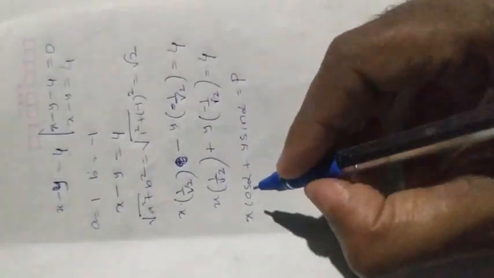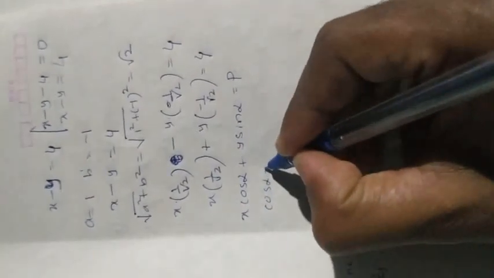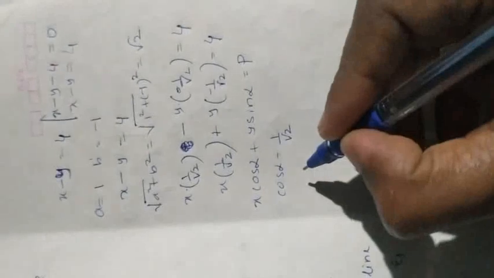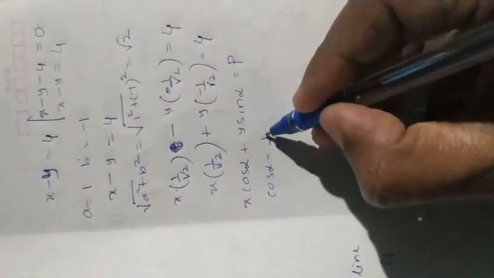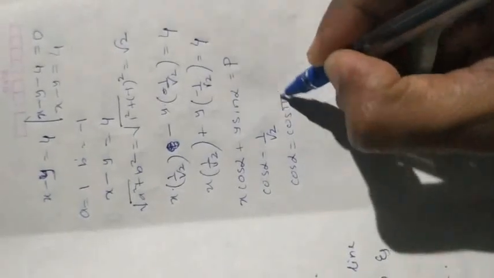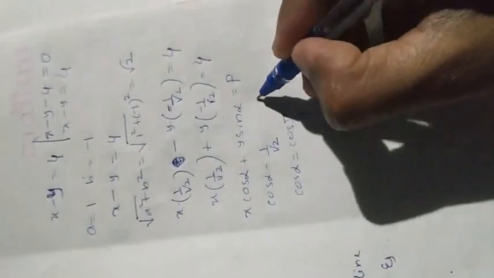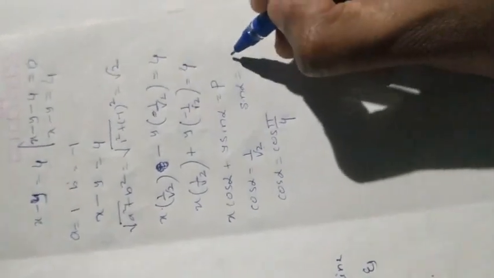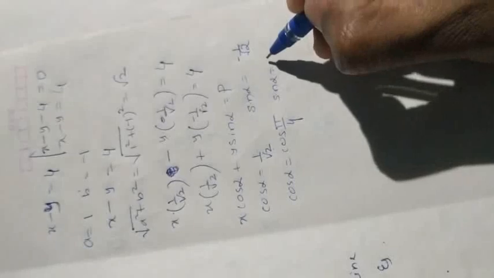Here, cos alpha is how much? 1 divided by root 2. It means for what angle does cos have the value 1 by root 2? That is cos alpha is equal to cos pi by 4. Sin alpha is how much here? Minus 1 divided by root 2. Then I can write this as sin alpha is equal to sine of minus pi by 4.